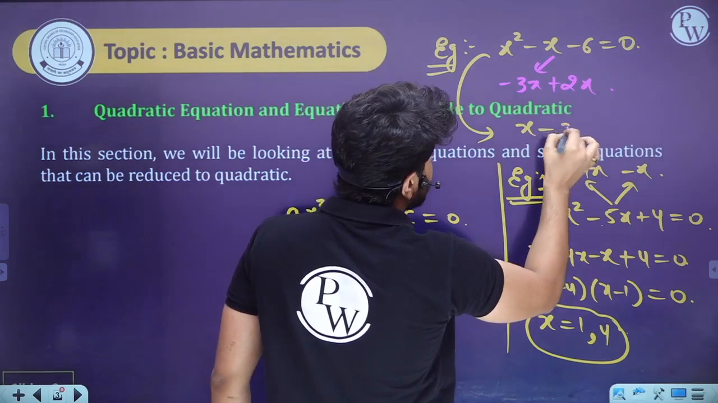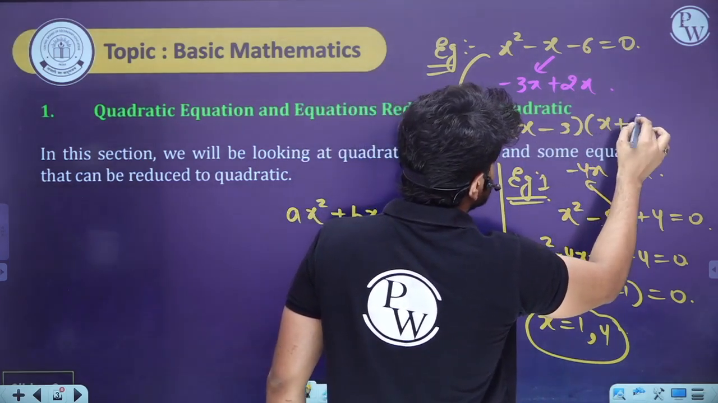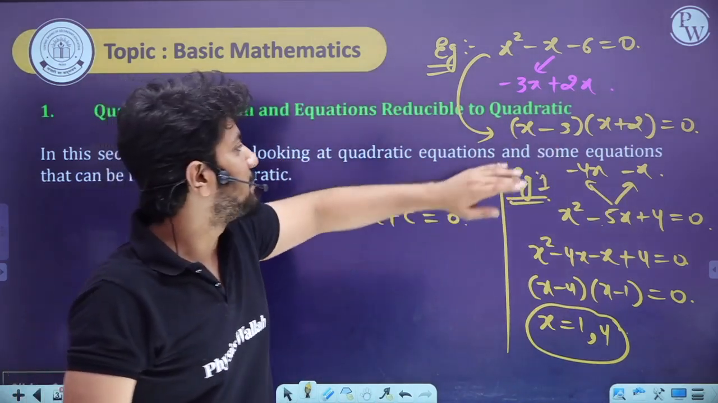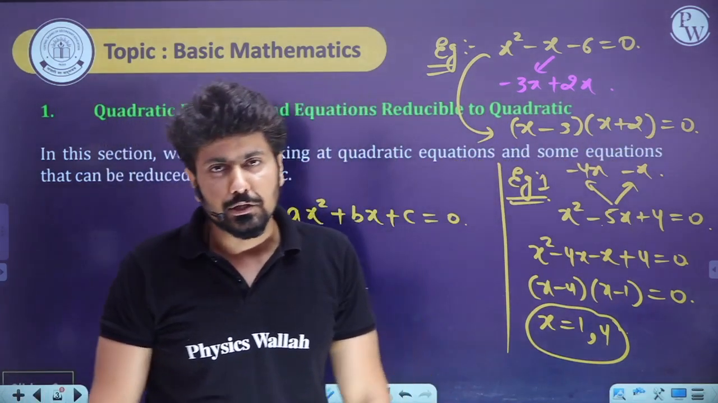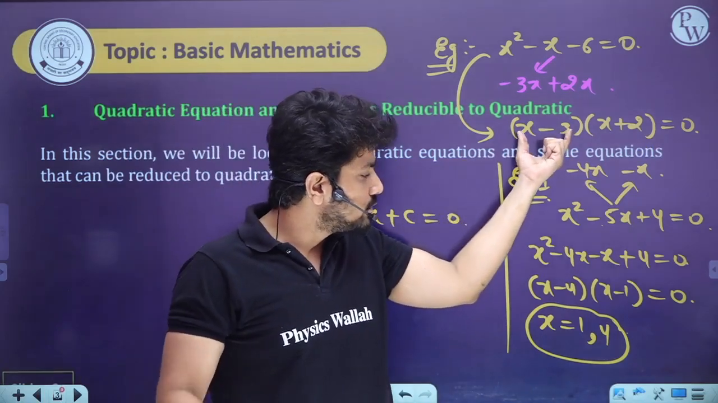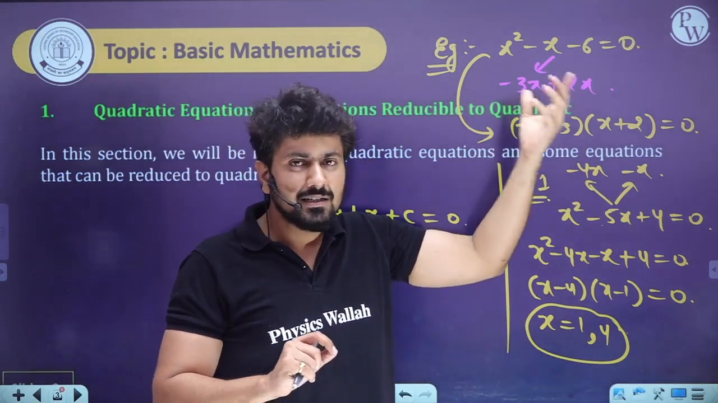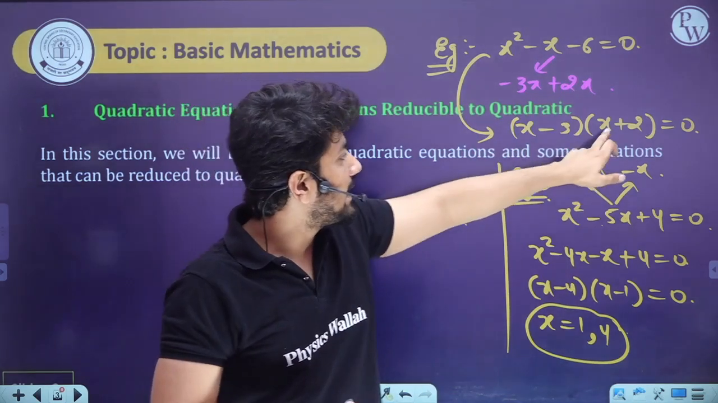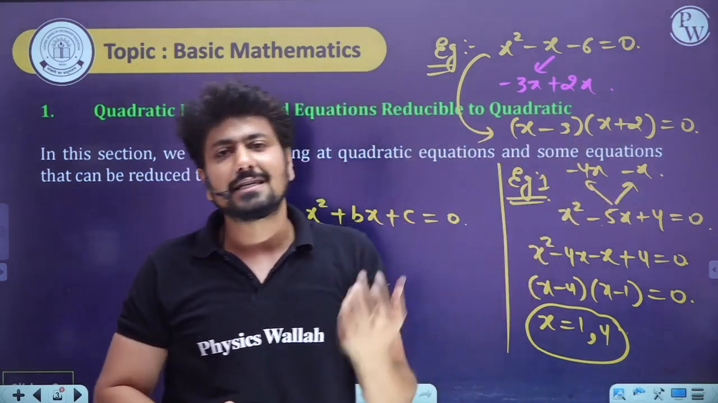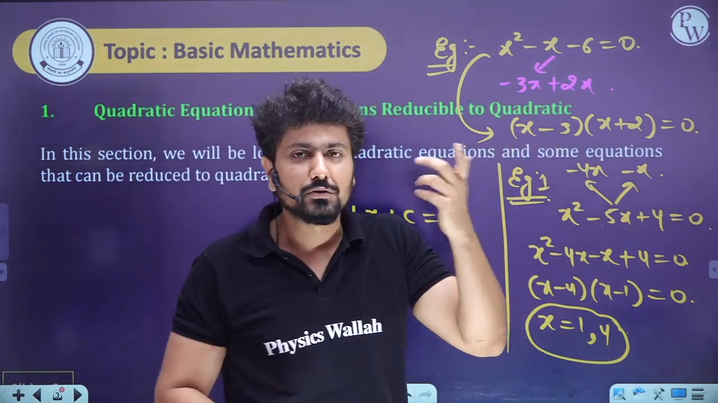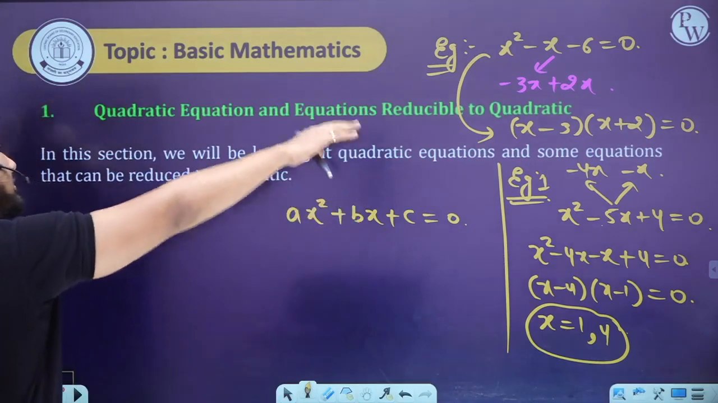Its factors will be x minus 3 into x plus 2 is equal to 0. These are going to be the factors of this equation. So basically, x is equal to 3 will satisfy this equation. If you put x as 3, you can see that this equation is satisfied. And x is equal to minus 2 will also satisfy this equation, because at x equal to minus 2, this becomes 0. So all of you know that. So this is the middle term splitting method.